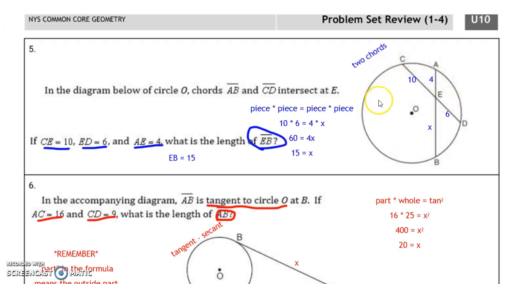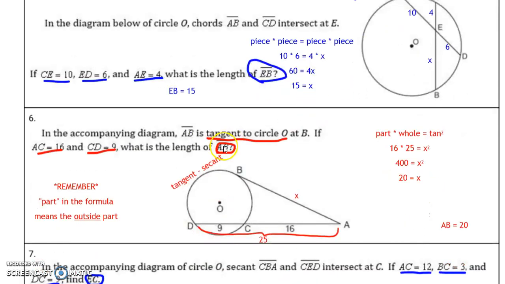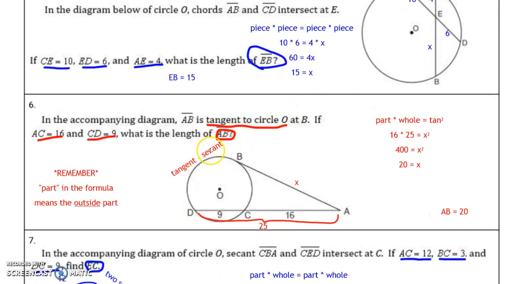All right, this page was mostly about looking at line segments inside of circles. And if you remember from the previous page, it was mostly talking about angles and arcs. We're still using that formula sheet from lesson 3, though. In this case, it was 2 chords, piece times piece equals piece times piece. In this case, it was a tangent secant, which means part times whole equals tangent squared. And please remember that the part in the formula means the outside part. It's referring to this part, which is 16, not just the smallest part. It's always going to be the outside part.